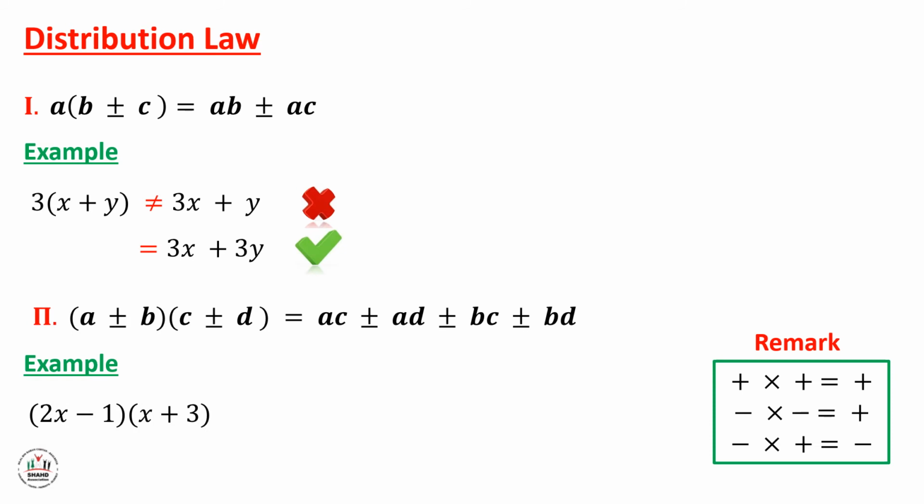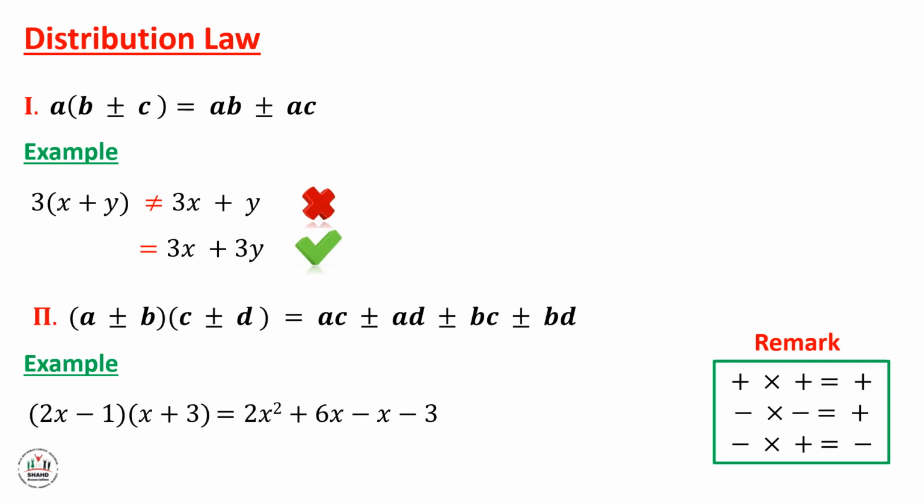For example, if we have 2x minus 1 into x plus 3, we should multiply the first by first. So 2x times x equals 2x squared. 2x times 3 equals 6x. Minus 1 times x equals minus x. Minus 1 times plus 3 equals minus 3. We have two different signs, minus times plus, which gives us a negative sign. So minus 1 times 3 equals minus 3.